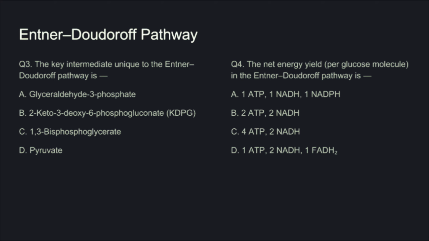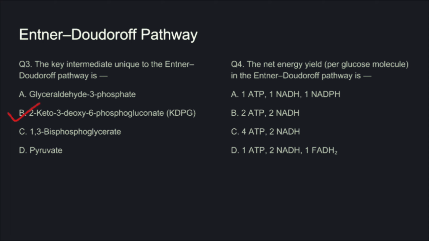Question 3. The key intermediate unique to Entner-Doudoroff pathway is A. glyceraldehyde 3-phosphate, B. 2-keto-3-deoxy-6-phosphogluconate, C. 1,3 bisphosphoglycerate, D. pyruvate. So the correct answer for this question is option B, KDPG.